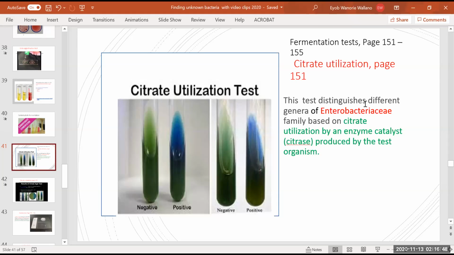This test distinguishes different genera of Enterobacteriaceae, like Escherichia coli and Proteus vulgaris. Because it has the citrase enzyme, here is positive, here is positive. In the exam, I may show you this one. This test is showing citrate utilization. You need to know the color: this color is citrus, and then it changed to blue, which we call Persian blue. That is very important.